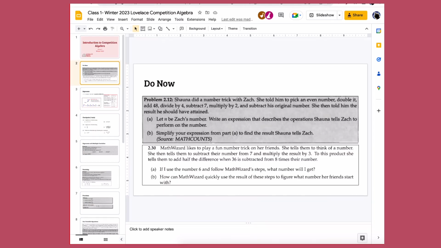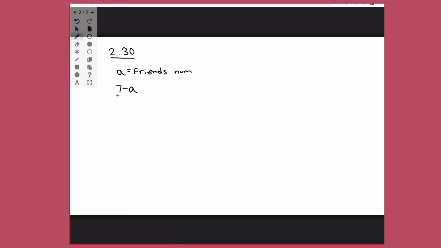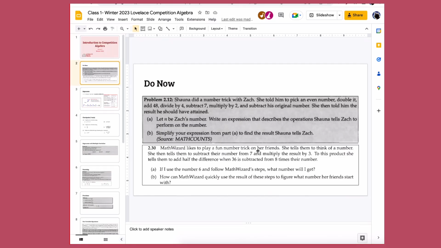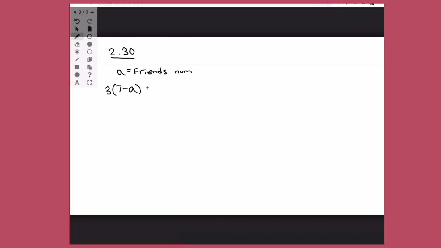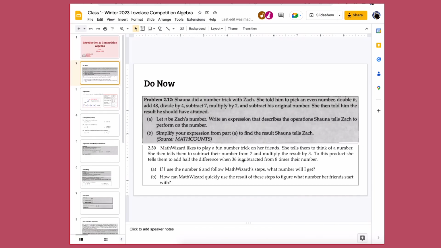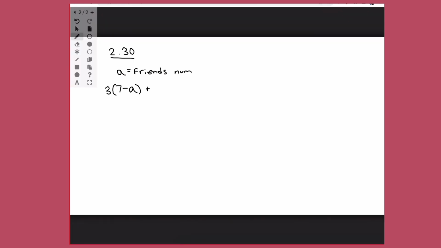Then she tells them to multiply the result by 3. So then you multiply this by 3. Then she tells them to add half the difference when 36 is subtracted from 8 times the number. So you want to add the difference when 36 is subtracted from 8 times the number. 8 times the number is 8a. Then you subtract 36, but you want half of this.